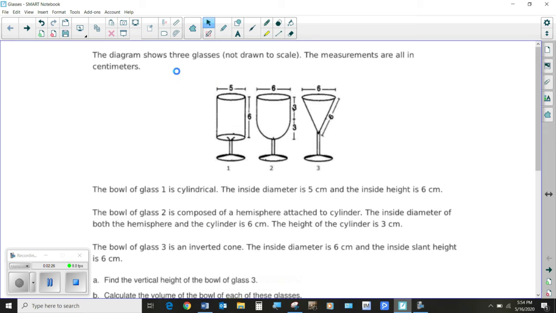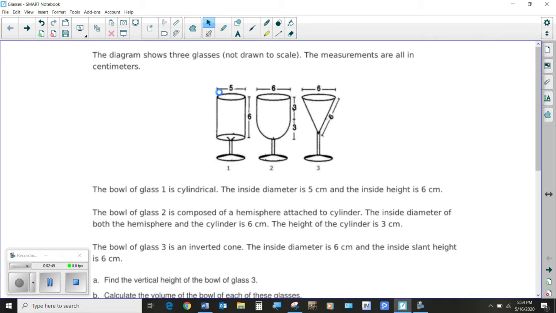here. All right, so here's the directions. The diagram here shows three glasses. They're not drawn to scale, but we're kind of used to that happening sometimes. And the measurements are all in centimeters. So notice this is a cylinder shape. This has a cylinder part on the top and a hemisphere on the bottom. This has a cone shape. So these are just basically saying that.